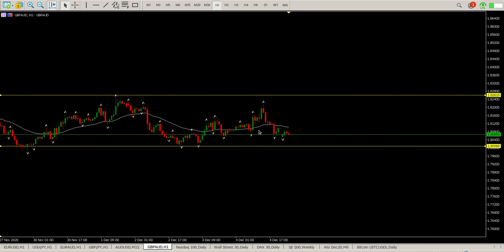But for as long as we're above and below the moving average like this, we are sideways. This is range bound, not something that I want to be trading. But as soon as the Brexit noise sorts itself out, I have a feeling we are going to find a direction.